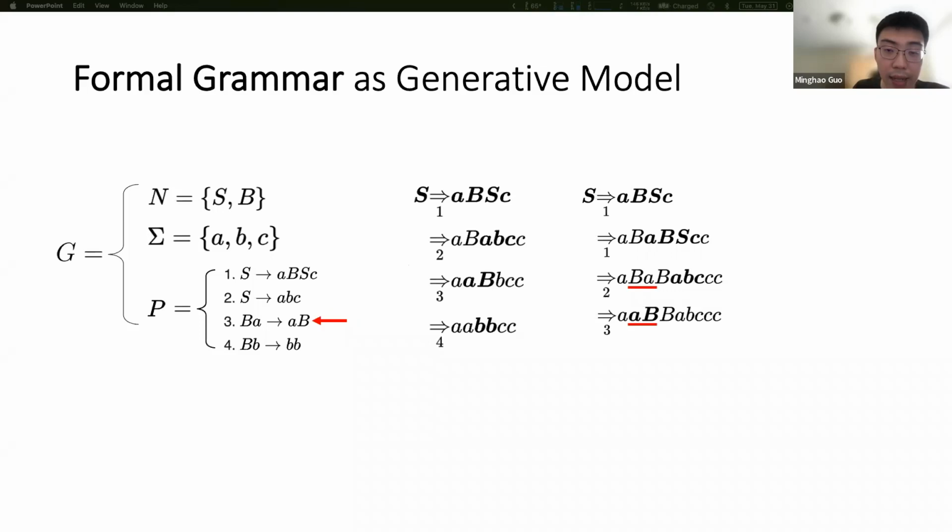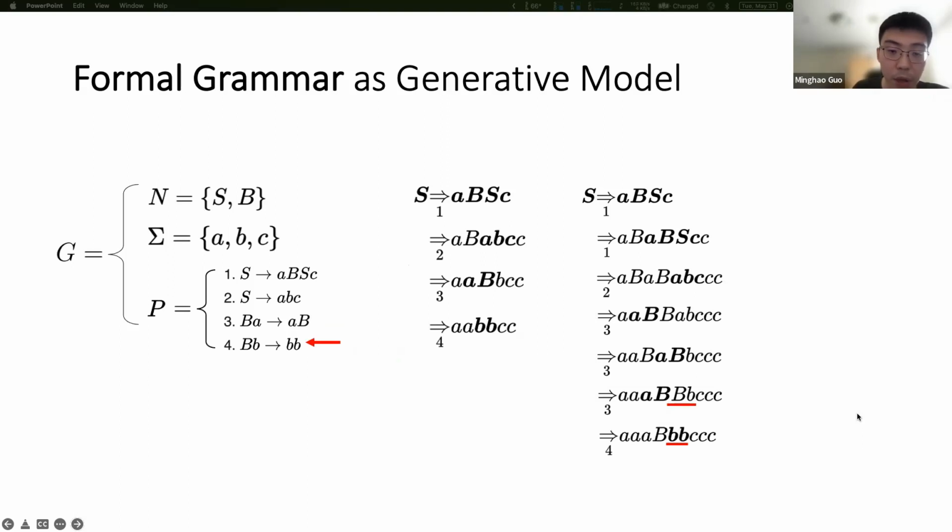Any combination or permutation of the rules is possible, as long as the rule can find the matched left-hand side substring in the current string. In this case, we deploy rule number 3 three times, and it moves these 2 capital letter B's to the right position of this substring, because rule number 3 just swaps the position of the 2 letters, and we're trying to move the letter B to the right.